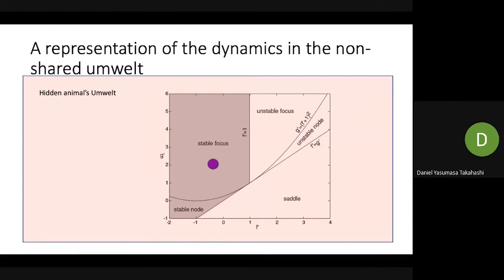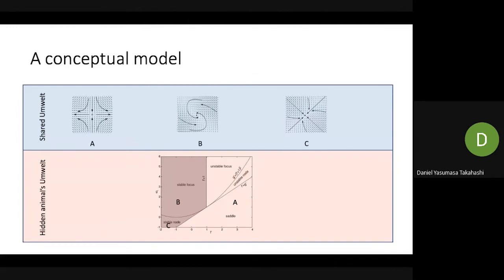Okay, so just to try to explain a little bit better. Here you have the shared umwelt and you have the hidden part. And what's going on is that you have a dynamics on the shared part, right? And let's say that it's the rat or the cat or whichever animal you want to choose. It's doing something in the phase space, and whenever it interacts with the world, it will change. Yeah? So for example, in this case, it will change to B, and then we will transition from B to C. Okay. So this is pretty much the conceptual model that I think is a consequence of the idea of umwelt.